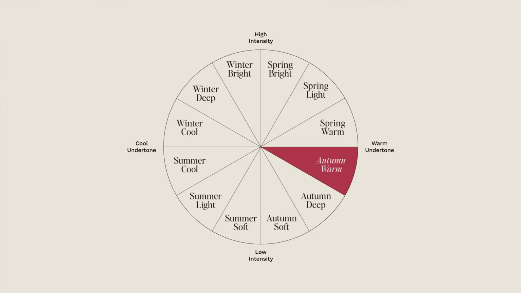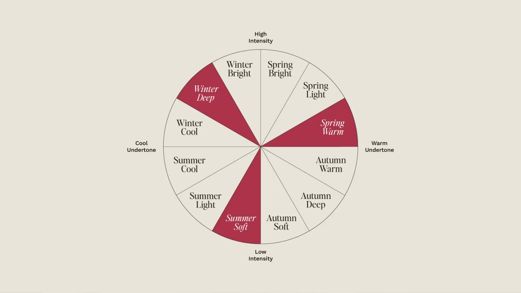Correct, but in an autumn warm profile, for example, we do not expect spring warm to work better than autumn deep and autumn soft, because we're still talking about an autumn profile. We just expect spring warm to work better than summer soft and winter deep. If the client, if the model is an autumn, of course, a spring subgroup does not work as well as the rest of the autumn palette.